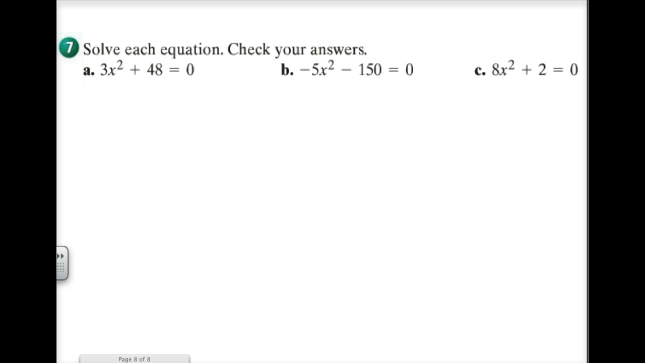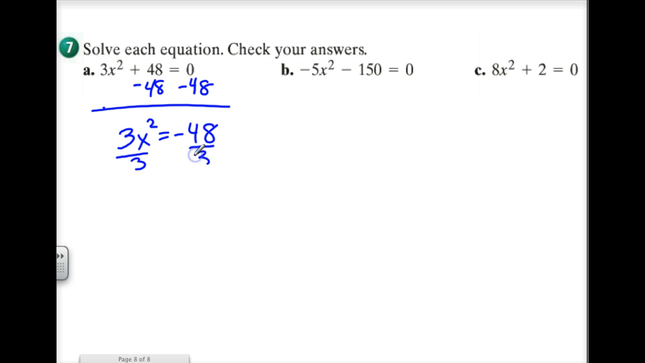The last thing we're going to do is solve some of these equations. We're going to use the square root method in each of these because there is no b term. So I'm going to solve by subtracting 48 on both sides. I end up with 3x squared equals -48. I'm going to divide by 3. x squared is now going to equal -16, sorry. Take the square root of both sides.